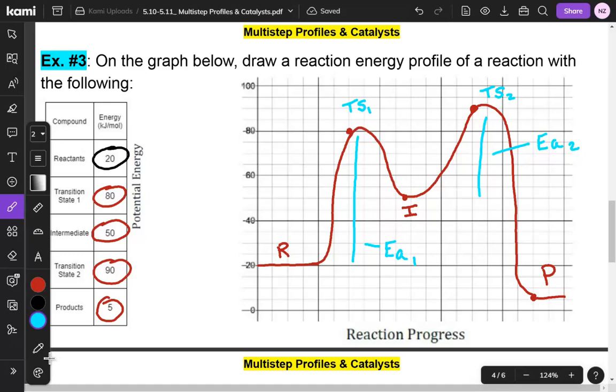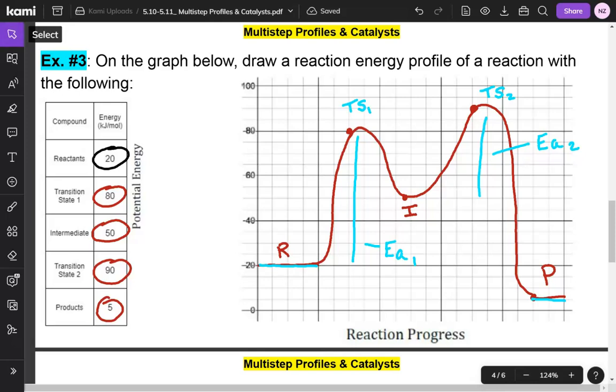Okay, so we have a multi-step profile here. Again, overall, this would be an exothermic reaction. So I started at 20 and I ended at 5, so I lost energy. So overall, it is an exothermic reaction. My first step was an endothermic reaction because I ended with more energy than I started with. My second step was exothermic because I started with this intermediate and I ended with less energy than I started with. So exothermic in that second step.